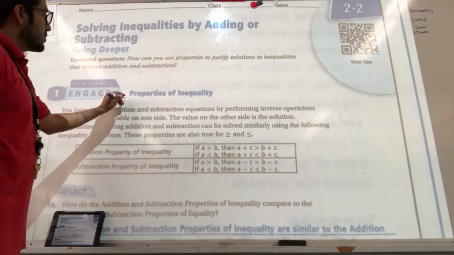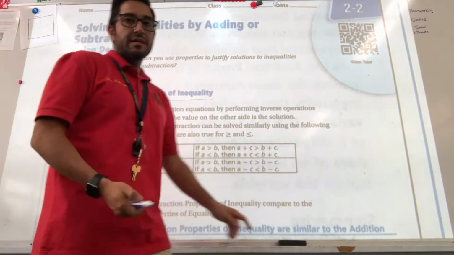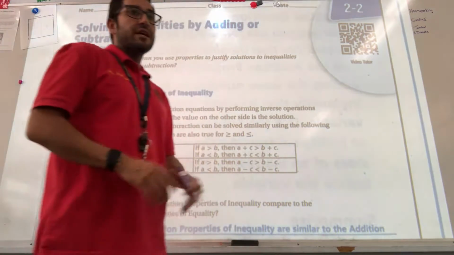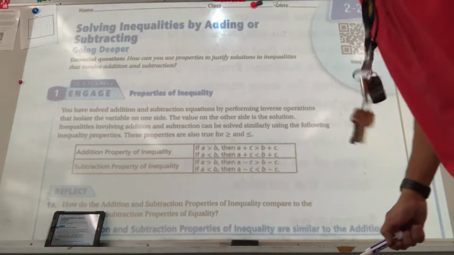Part 1, we'll look at the different properties of the inequalities, with the purpose being to know why we do certain things or how we can justify what happens in our inequalities.